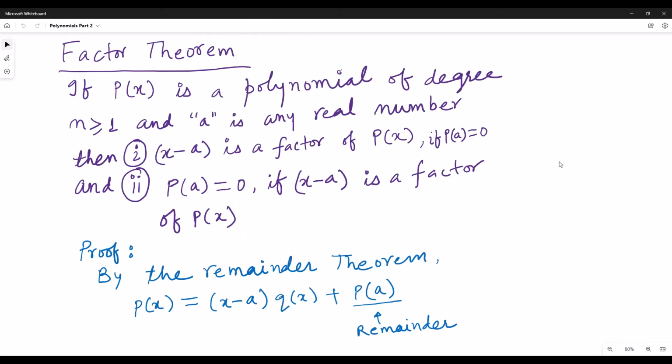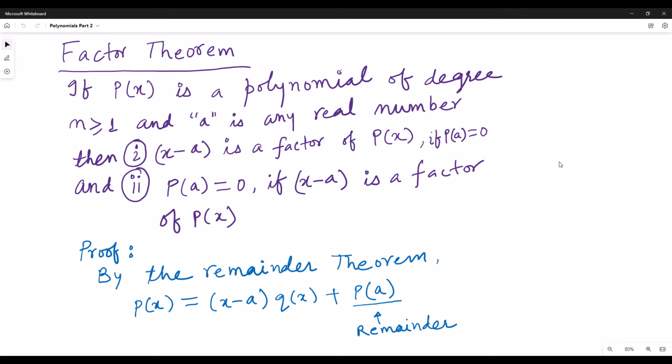Factor theorem. If p(x) is a polynomial of degree n greater than or equal to 1 and a is any real number, then first, x minus a is a factor of p(x) if p(a) equals 0, and p(a) equals 0 if x minus a is a factor of p(x). So there are two statements. In other words, it is saying x minus a is a factor of p(x) if the remainder is 0.